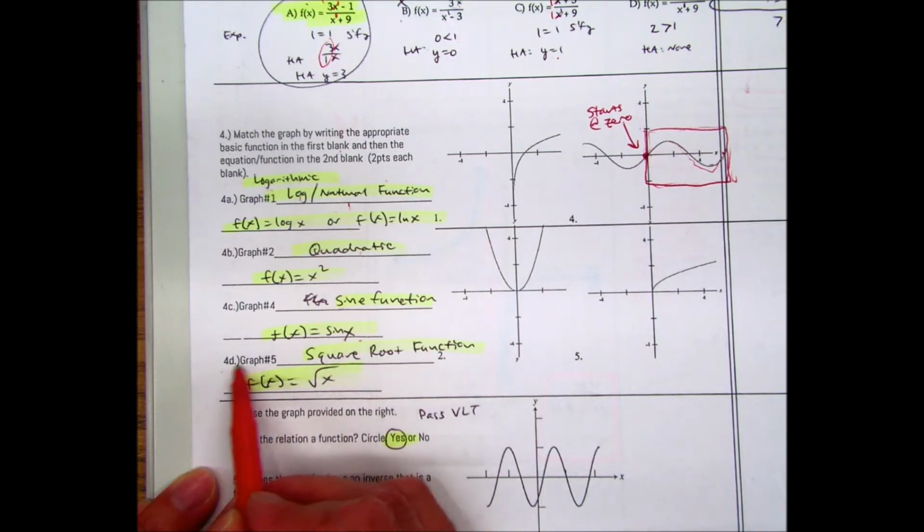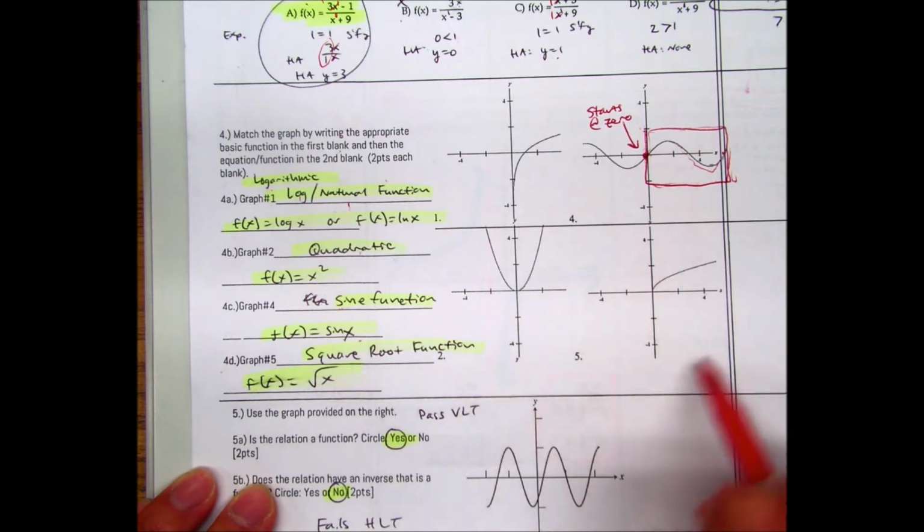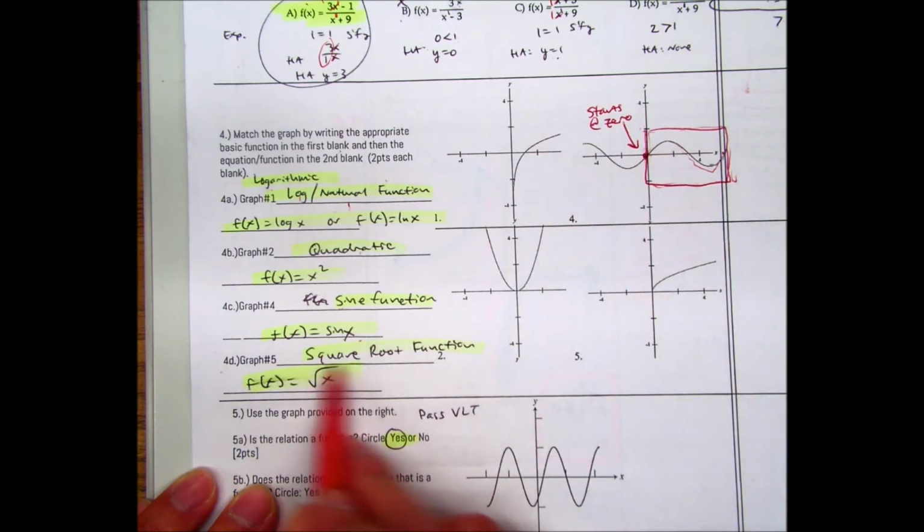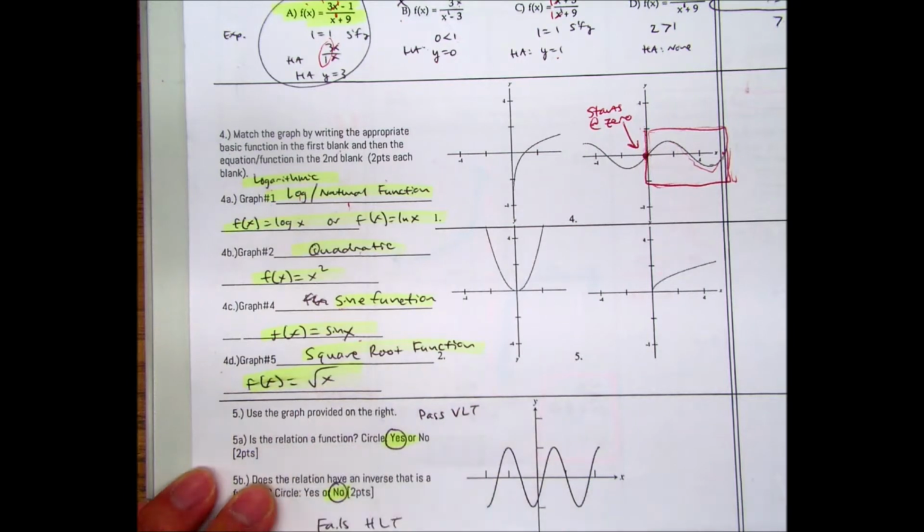And then 4D, look at graph number 5. They're misnumbered there. That is the square root function, f of x equals the square root of x.